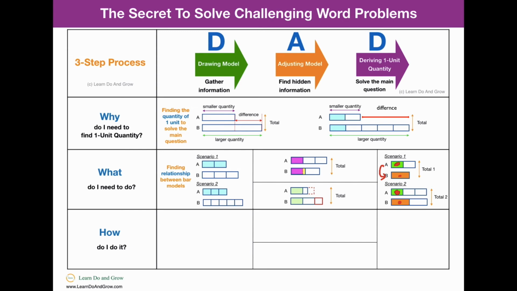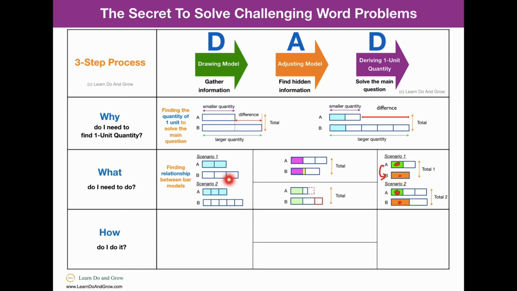This is what I mean by asking ourselves, what do I need to do? By now you should know: find the relationship between bar models. And these are the 4 types of questions that they can set regardless of any scenario given. So how do I do that?